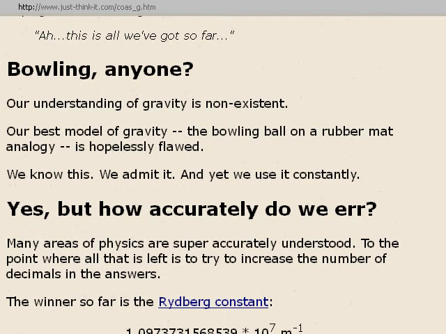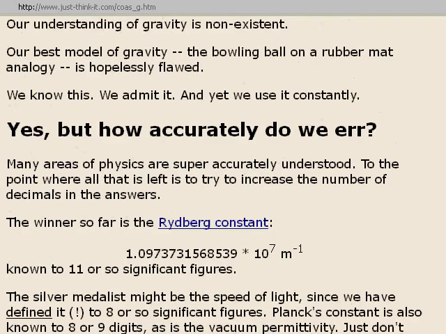Our best model of gravity, the bowling ball on a rubber mat, is hopelessly flawed. We know this, we admit it, and yet we use it constantly. Yes, but how accurately do we err? Many areas of physics are super accurately understood, to the point where all that is left is to try to increase the number of decimals in the answer. The winner so far is the Rydberg constant, which is known to 11 or so significant figures.